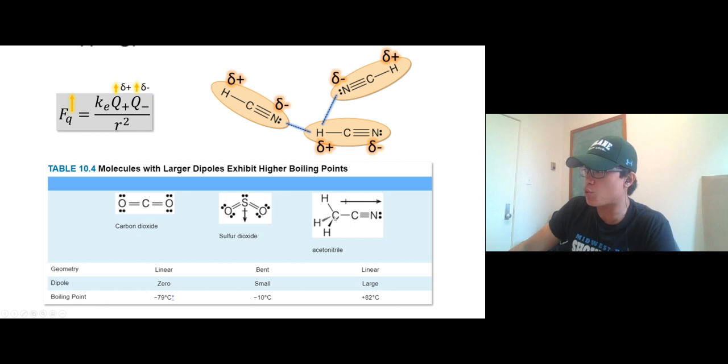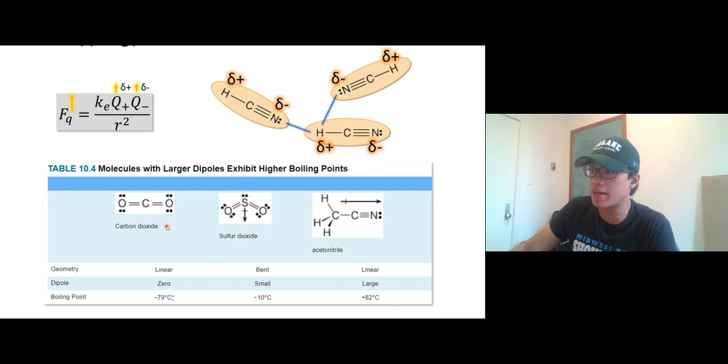If you look at right here, the larger net dipole moment, so acetonitrile has a big net dipole going toward nitrogen, right? And the stronger the interaction. So what is it? That large dipole, the boiling point goes up to 82 degrees. Sulfur dioxide, the difference in electronegativity between oxygen and sulfur is not as large as the difference between nitrogen and carbon. So the dipole is less, so the boiling point is lower.